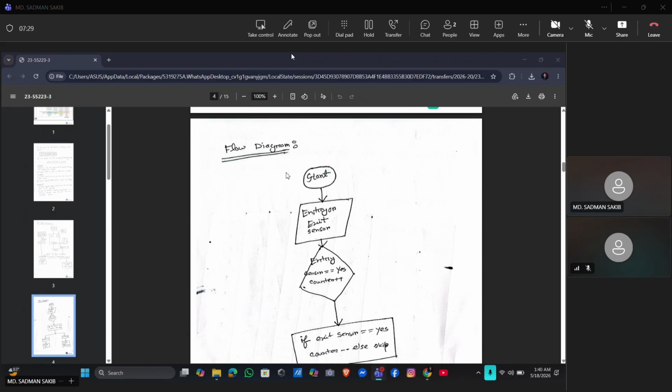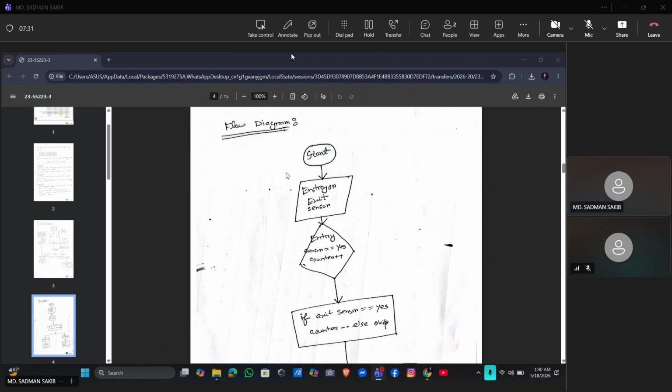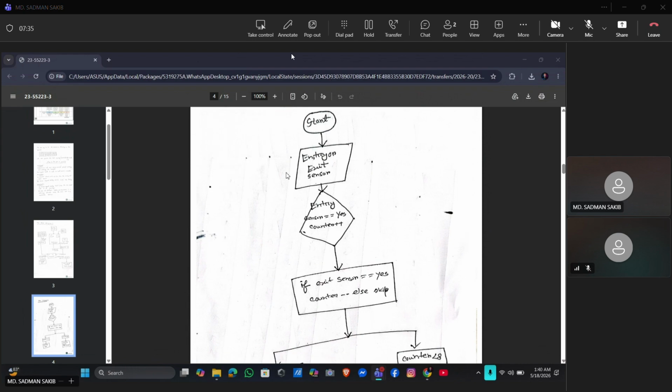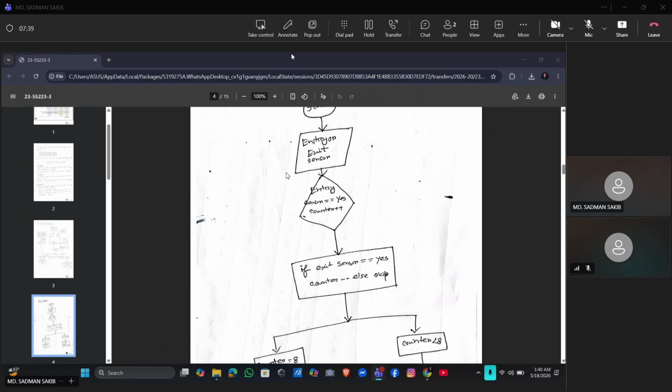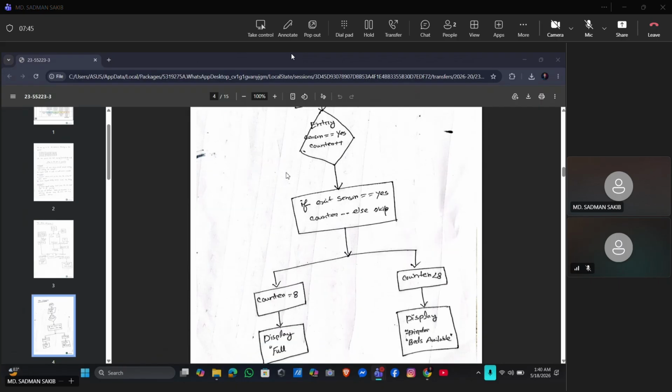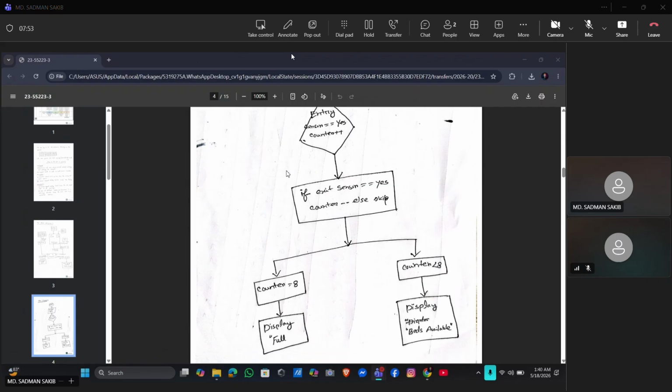This is the flowchart of the system operation. First, the system starts, then entry and exit sensors detect patient movement. If a patient enters, the counter increases. If a patient exits, the counter decreases. If counter equals 8, the display shows full. If counter is less than 8, the display shows beds available.